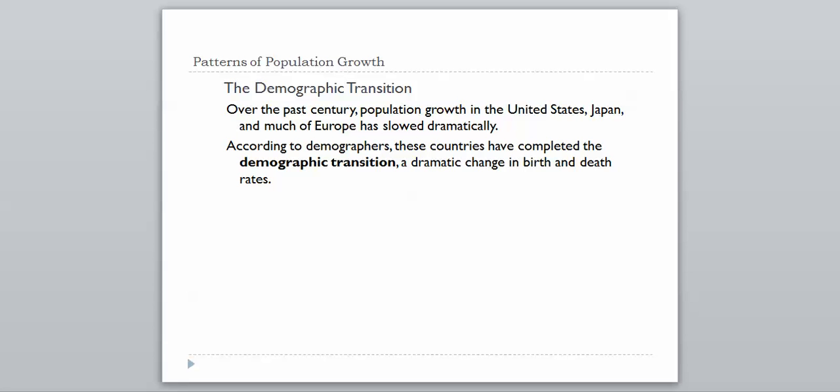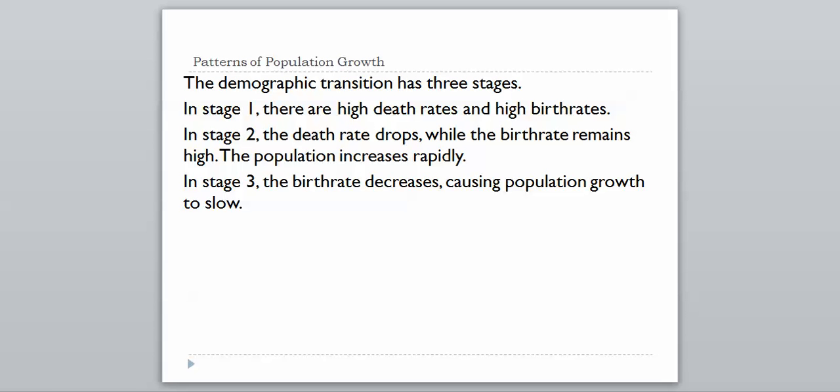The example is that over the past century, in the United States, Japan, and much of Europe, population growth has slowed dramatically. In those countries, the population growth has not been as high as it was. According to demographers, these countries have completed what's known as a demographic transition, which is an important thing to know. This is a dramatic change in the birth and death rates. And the demographic transition has 3 stages.